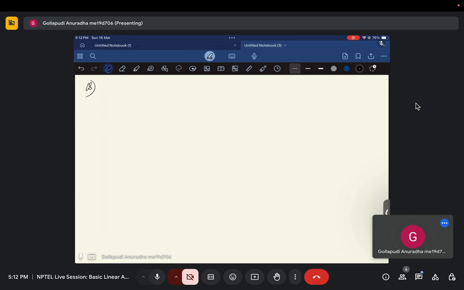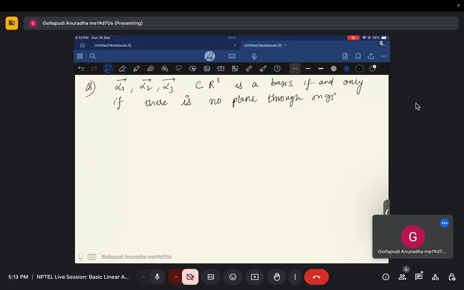Okay, let's take up the last question. Vectors alpha 1, alpha 2, alpha 3 in R3 are a basis if and only if there is no plane through the origin containing all the vectors. So true or false?